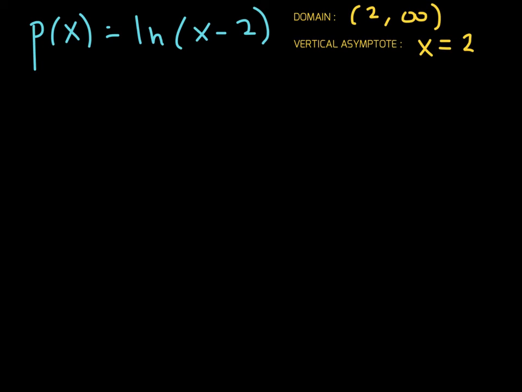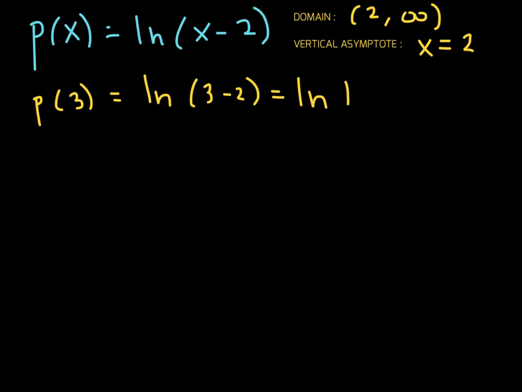Now, notice that your base is, do you know what your base is? E. Very good, because this is natural log. The base is E. All right? So if we plug in, let's say, the number 3, watch what happens. P of 3 is equal to the natural log of 3 minus 2, which is the natural log of 1.